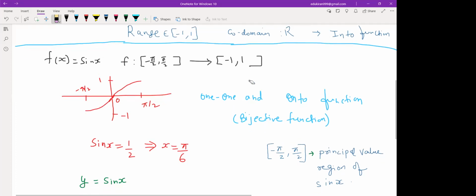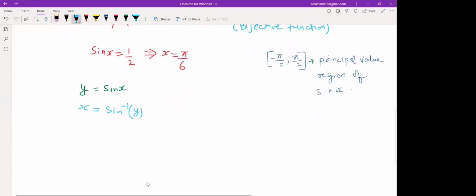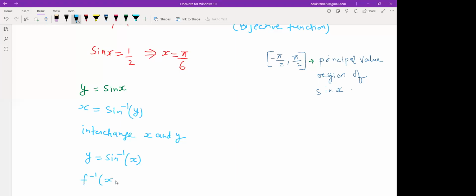So now we want to find the inverse of this function. Generally, the method of finding the inverse is that we take y is equal to sine x as the function, then write x as sine inverse of y, and then replace x by y and y by x. So interchange x and y. So this will be y is equal to sine inverse of x. Or the inverse function, we write it as f inverse x is equal to sine inverse x.